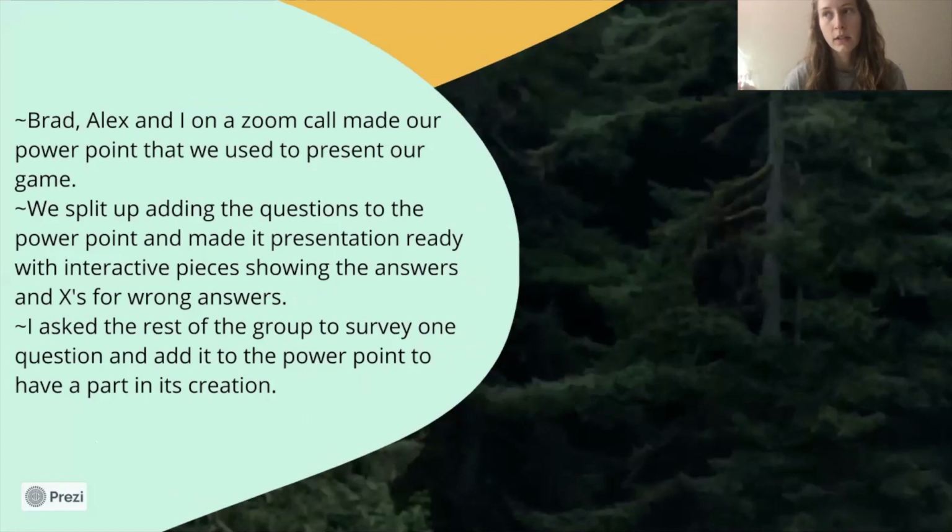And since the three of us pretty much found the questions and put together the entire PowerPoint, a couple days after, I hosted another Zoom call, and I asked each of the other group members that had not been participating to find and add or survey another question to add to the PowerPoint so that they could have at least a small part in creating that.